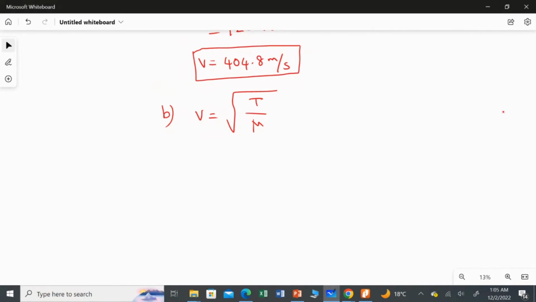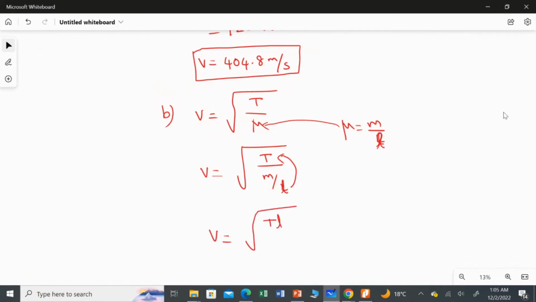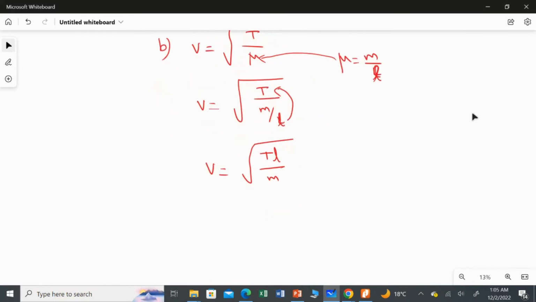And here the T we are going to find, where mu is the mass per unit length. I'm going to substitute this mu here. By that this equation will become T over M over L, right? And this L will go to the top. By that the above equation will become TL over M, right?